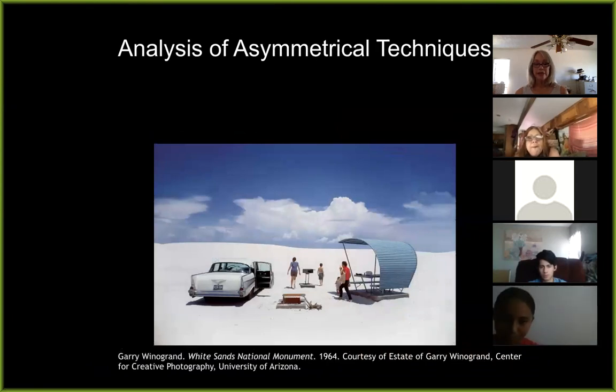This one is an interesting photo using asymmetrical technique, and I won't go through the whole thing. There's a really great discussion of it in your book. But basically, it's very balanced, but it's not the same. The white car is balanced by the blue picnic table and shade. You've got the three figures on the right that are balanced by the one figure and the open door of the car on the left.